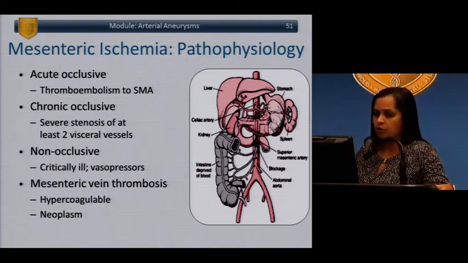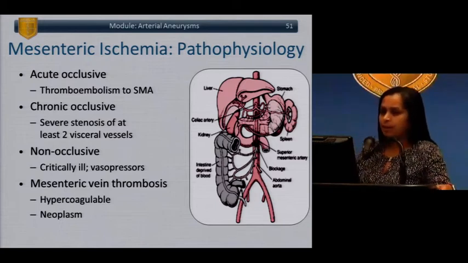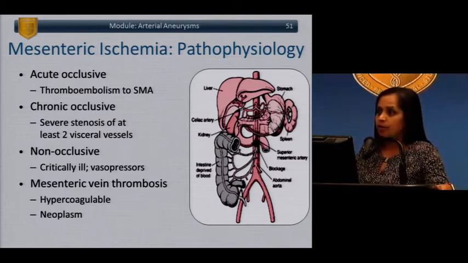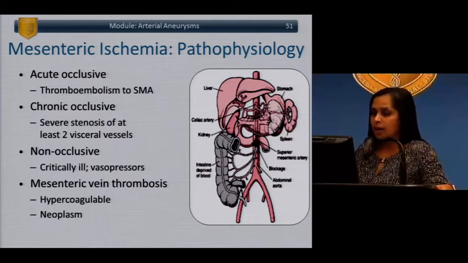Typically, you need at least 2 of the 3 main mesenteric vessels to be severely stenotic or occluded to cause chronic mesenteric ischemia. There can be non-occlusive forms of mesenteric ischemia that occur in critically ill patients that are hemodynamically unstable on vasopressors. And then finally, patients can present with mesenteric venous thrombosis that in late stages can cause an insidious type of acute to subacute presentation of mesenteric ischemia.